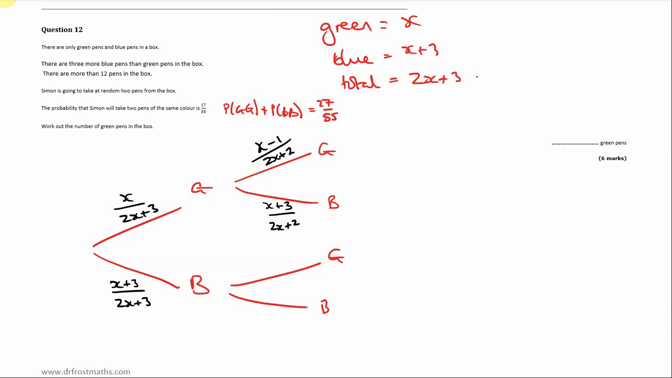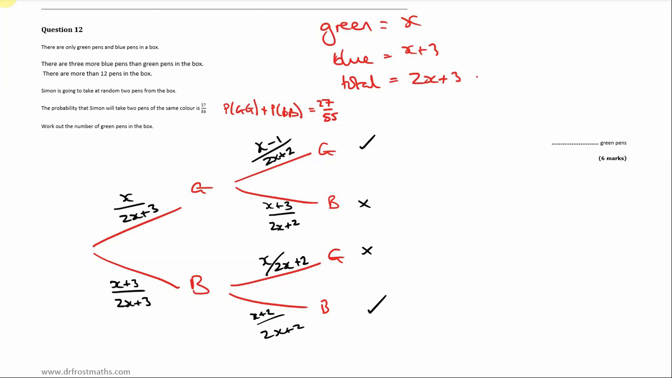And if I've taken a blue one, the amount of greens hasn't changed, so that will stay as x, but the total will have changed. Notice the total is always the same on all of these, so once you've figured it out once, it's quite simple, the denominator. And if I take a blue, then the blue has decreased by 1. The paths I want are these two, aren't they?